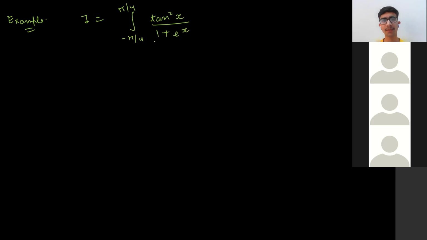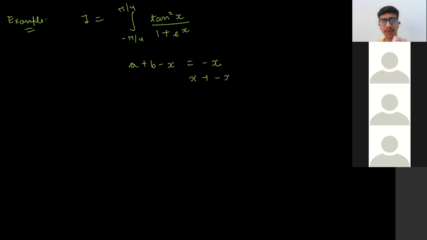So the next question is, I is equal to the integral from minus pi by 4 to pi by 4 of tan square x over 1 plus e to the power x. Now again, the first thing which comes to my mind is I have two functions, tan square x divided by 1 plus e to the power x. So the first thing which should strike you is I should use a plus b minus x. If I use a plus b minus x, so pi by 4 plus minus pi by 4, this comes out to be 0. 0 minus x. So this is equal to minus x.